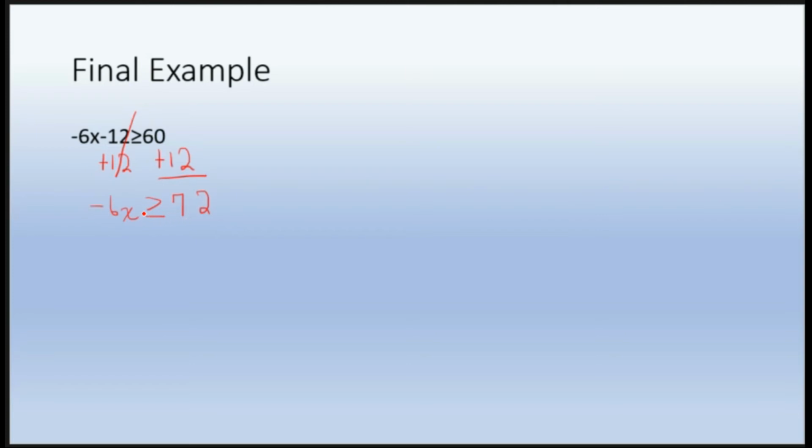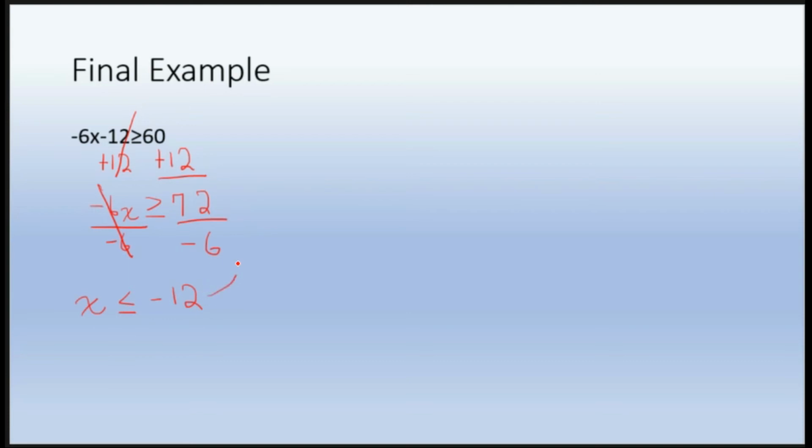Now, a quick rule in solving these. Whenever you divide by a negative, like I'm about to here, you have to switch the direction of the inequality. So we'll see what that means pretty soon. I'm going to divide by negative 6 on both sides. I'm going to get x, then I'm going to switch the direction of the sign, and then I'm going to have negative 12. Okay, so whenever you divide by a negative, you also have to switch the direction of the inequality sign.